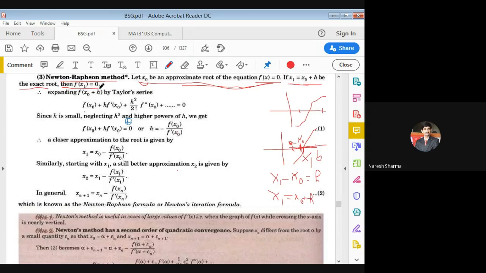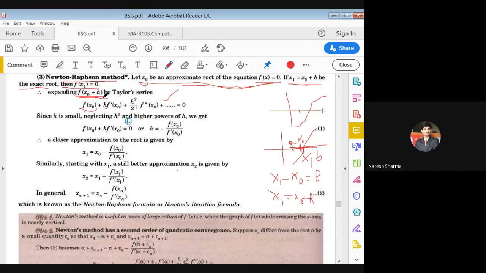So we assume f(x1) is equal to 0, so f(x0 plus h) equals 0. Now we know the Taylor series for this f(x0 plus h). The Taylor series is the value of the function at the original point, that is f(x0), plus h into f dash x0 by 1 factorial, plus h square by 2 factorial f double dash x0, and so on. This is the Taylor series expansion of this function.